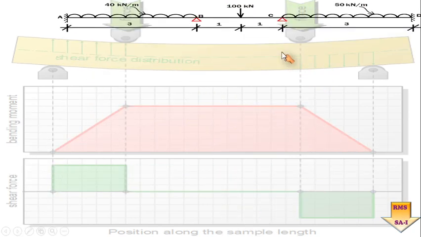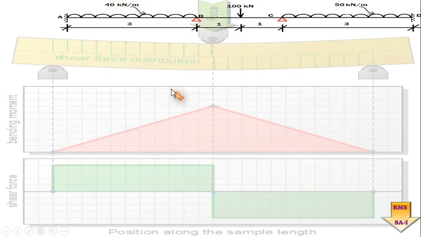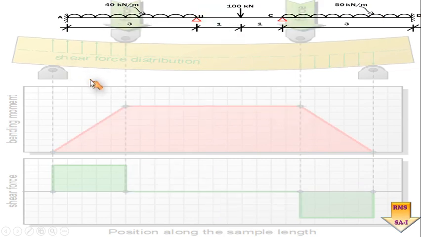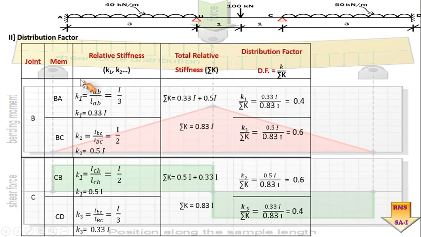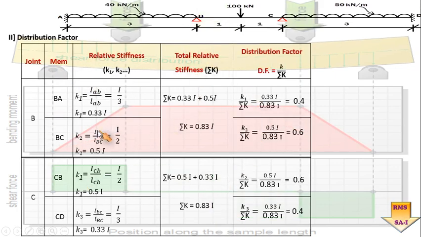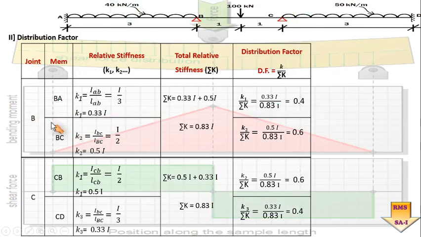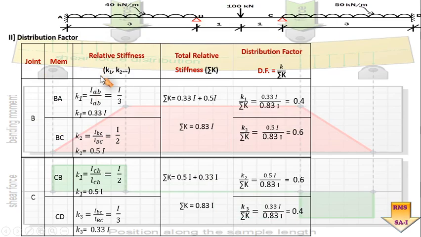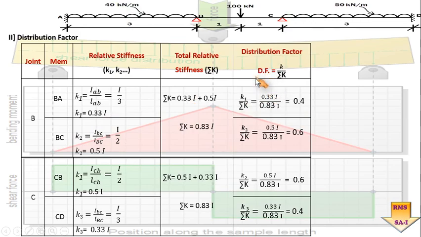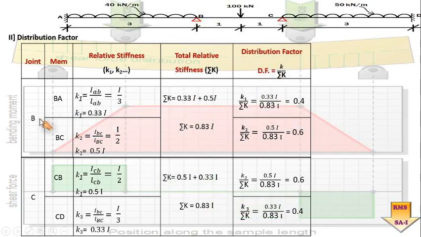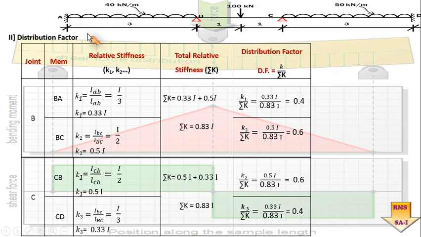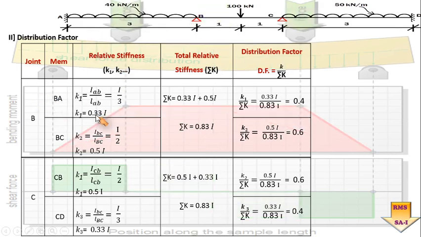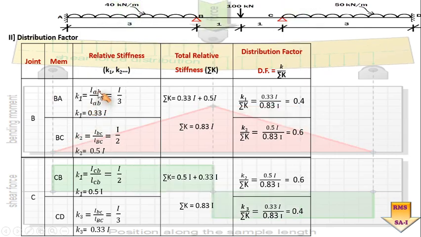So we are going to take into account joint B and find out the value of the distribution factor. For that purpose we have to form a table which considers the joints and the members meeting at that joint, their individual relative stiffness and the total stiffness of the joint, and at last we work out the value of the distribution factor. Is it okay? So here about point B, let us talk about member BA. Its relative stiffness is K1, that is equal to I by L.